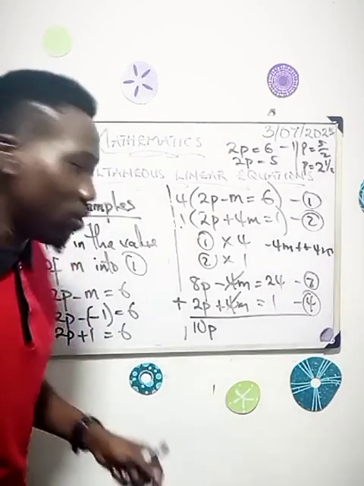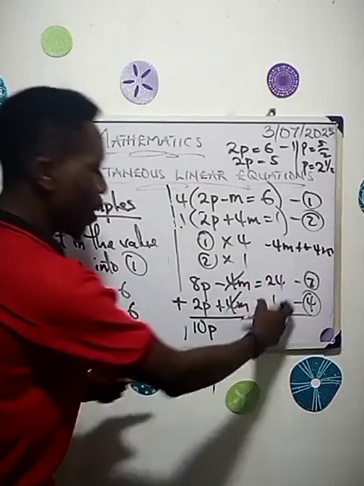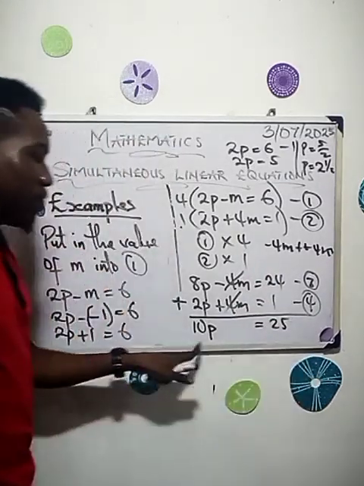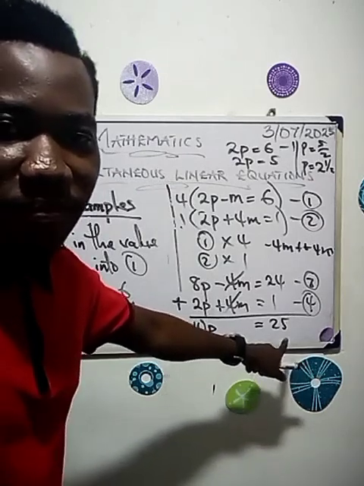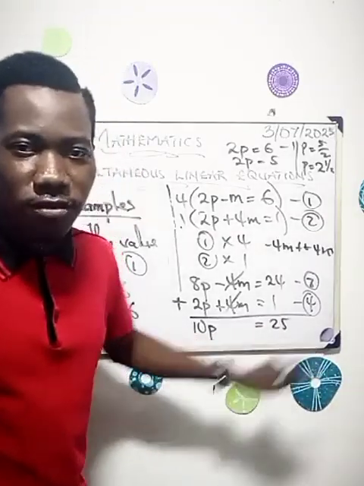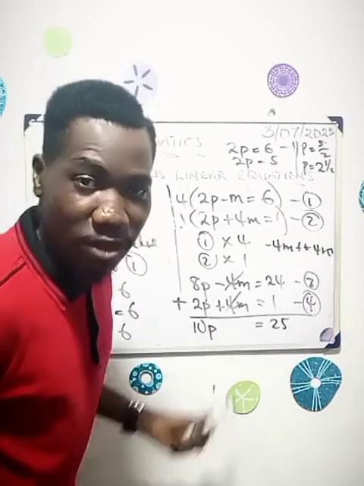Good, 0, thank you. So we have now equal to 24 plus 1, which is 25. So we have 10p equals 25. Yes, the m's cancel. So what's the next thing we're going to do? We need the value of p.